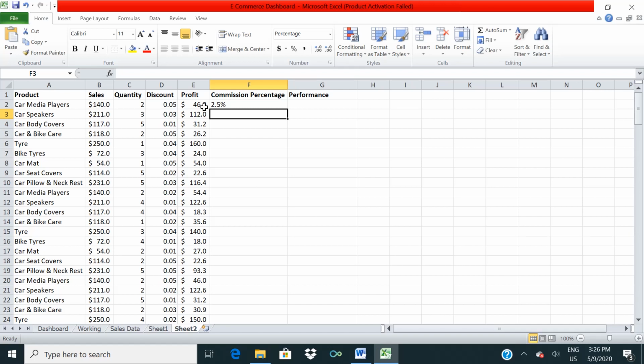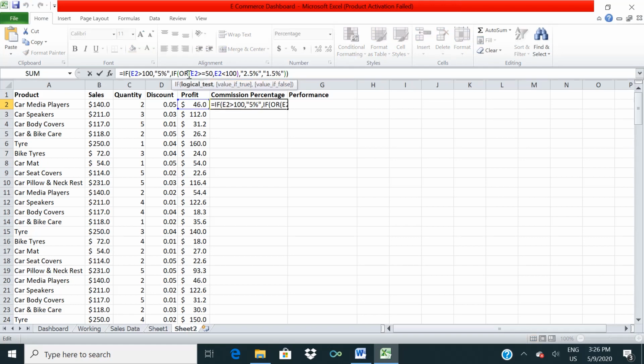Let's see. So here you see profit is 46, that is less than 50, right? Less than 50, but the condition is greater than or equal to 50 to less than 100. Oh, okay. I want to use the AND operation here because I need to satisfy both the criteria. It will be greater than 50 and less than 100, then only it will be 2.5.